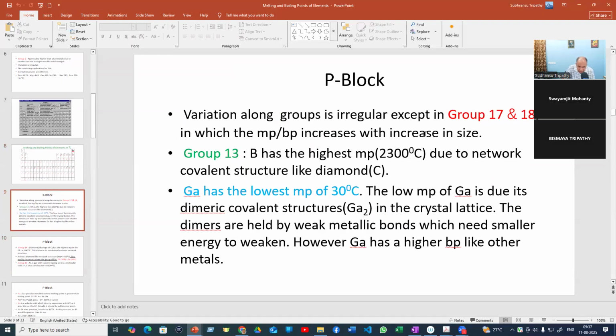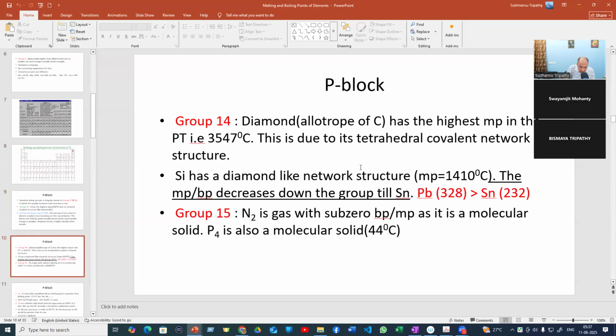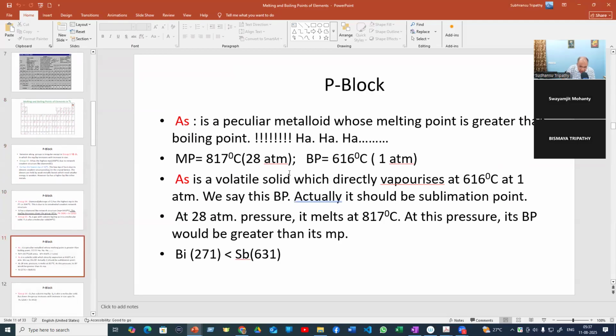Let me check my memory at what these things are written. Yeah. Arsenic is a peculiar metalloid whose melting point looks greater than the boiling point. Ha ha ha.